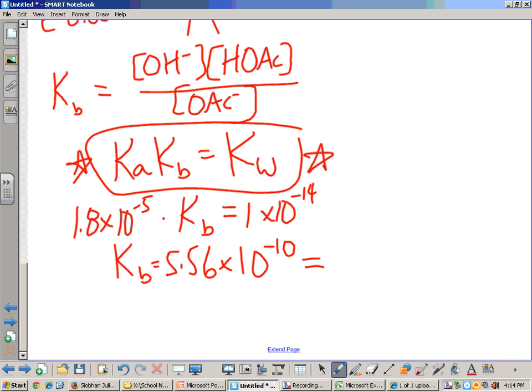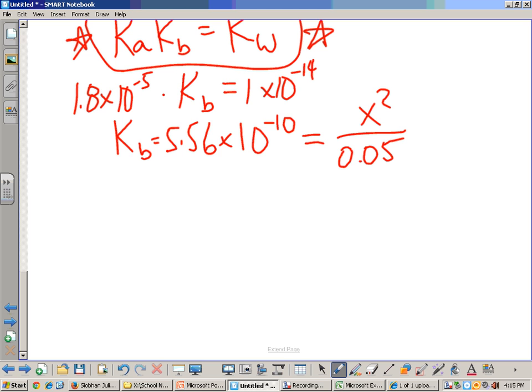And I'm just going to go right ahead and set that equal to my equilibrium expression, which from my ICE chart is going to be x squared over 0.05 molar. Right? That's coming right from the ICE chart. So now we're just solving for x. Go ahead and solve for x. Get a value of 5.27 times 10 to the minus 6.